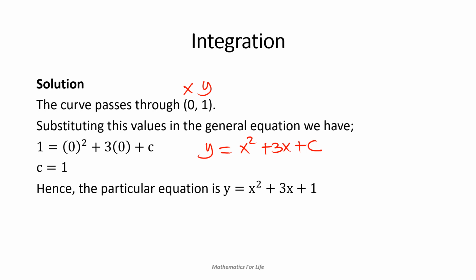Therefore, the particular equation becomes y equals x squared plus 3x plus the arbitrary constant, which in this case we found to be equal to 1.